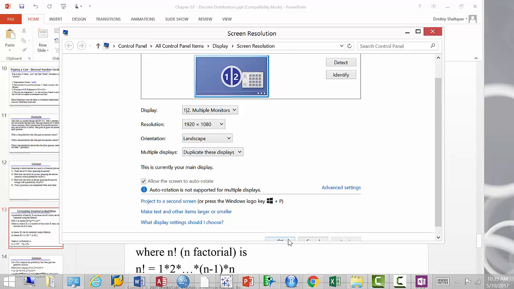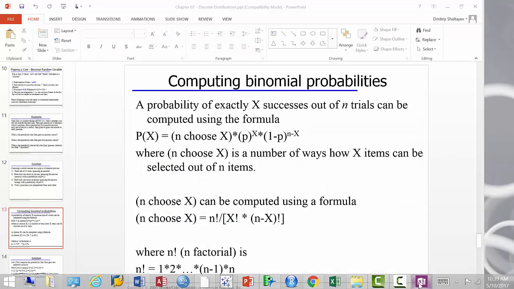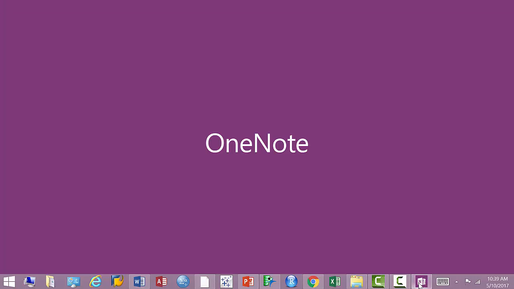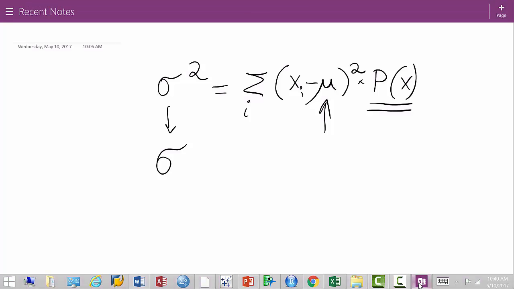Changes. All right. All right. So, new page.